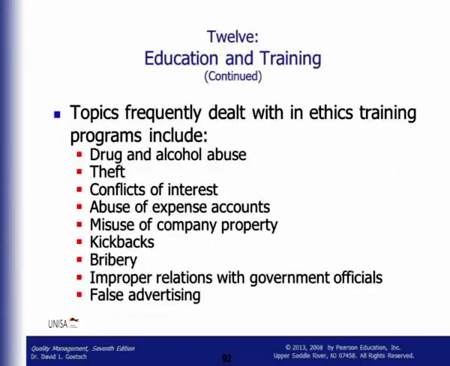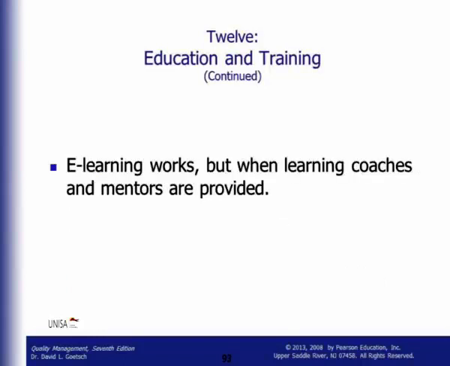Topics frequently dealt with in ethics training include drug and alcohol abuse, theft, conflicts of interest, abuse of expense accounts, misuse of company property, kickbacks, bribery, improper relations with government officials, fraud, and false advertising. E-learning works, but when learning coaches and mentors are provided.